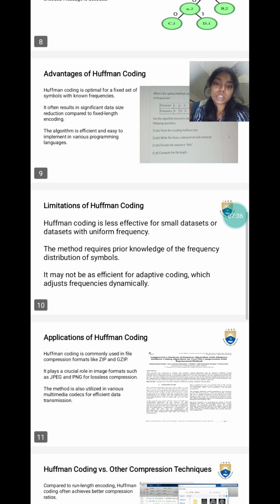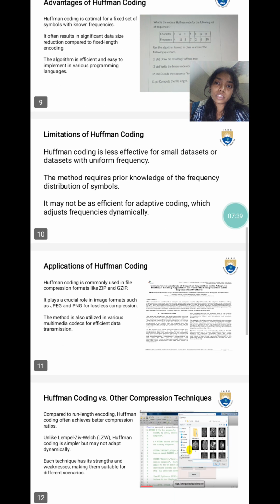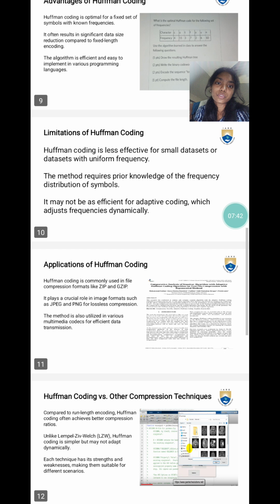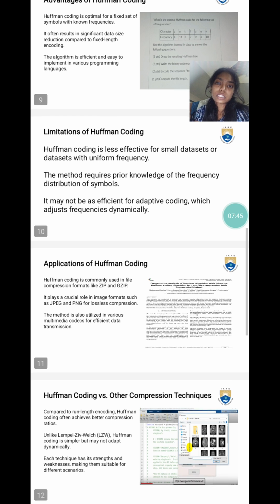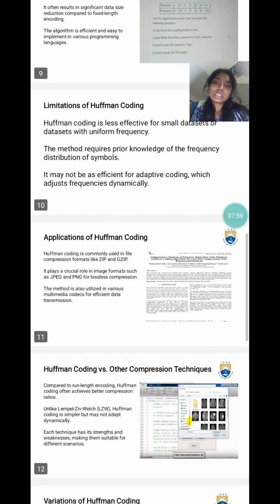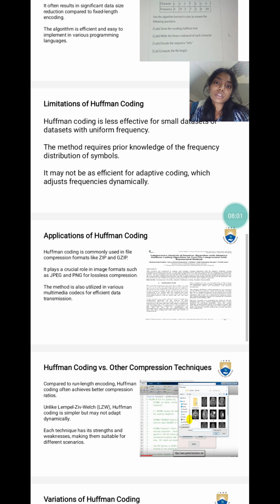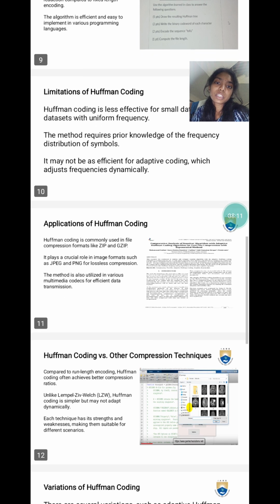Limitations of Huffman coding. Now, what are the limitations? Huffman coding is less effective for small datasets with uniform frequency. Small datasets are less effective, and with large datasets we have higher effectiveness. The method requires prior knowledge of the frequency distribution of symbols. It may not be as efficient for adaptive coding, which adjusts frequency dynamically.